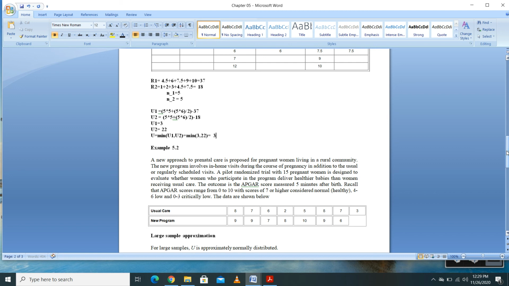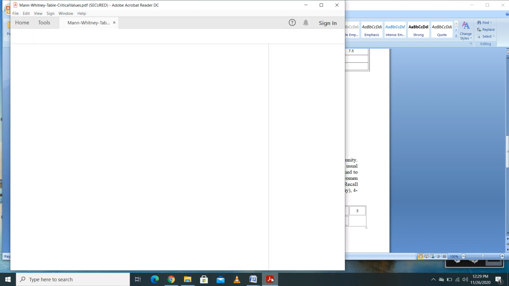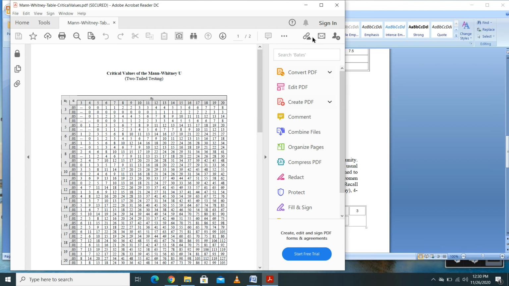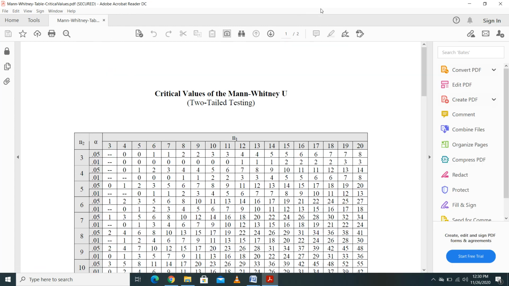What we have to do is read the critical value from the table. So I'll show you the table. Right, so this is the table. You have the N1 and N2 values. Now in our case, N1 is 5 and N2 is also 5. And our alpha value is 0.05.